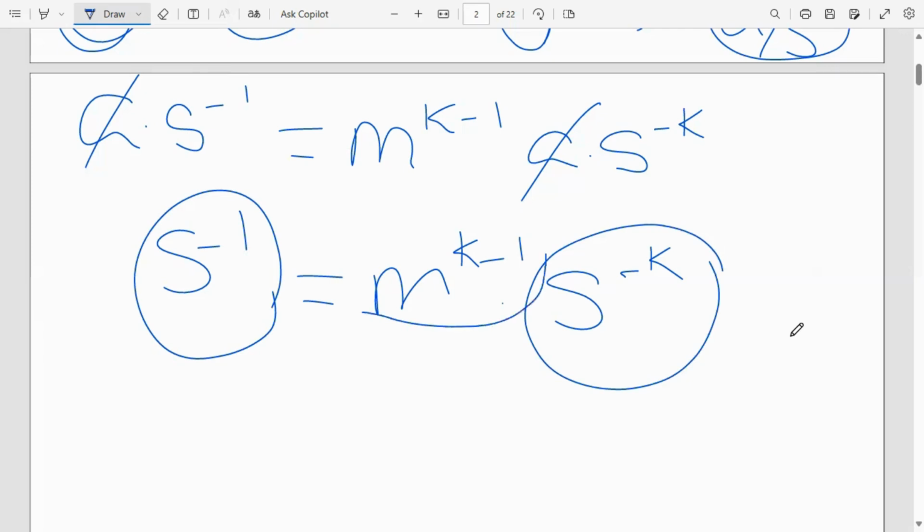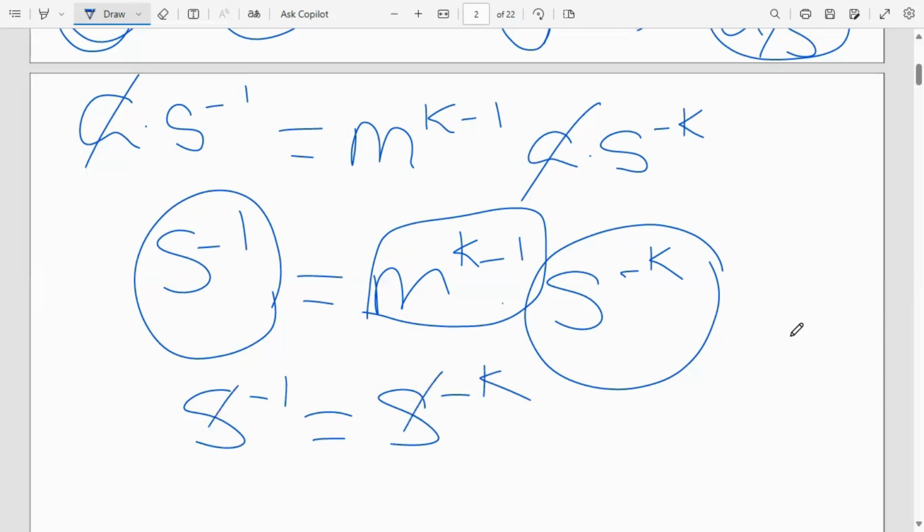Let's leave the m to the power k minus 1. Let's focus on the units that are common there. So I have s and s on both sides of the equation. So what are we going to do? Let's focus on those guys. So I'll say s to the power minus 1 is equal to what? Is equal to s to the power minus k.